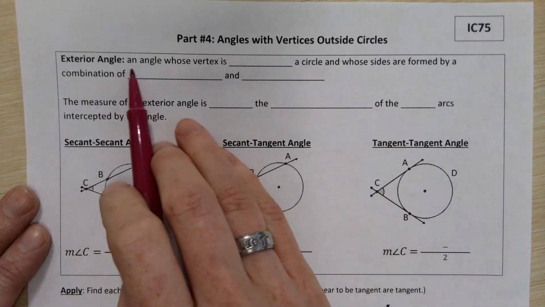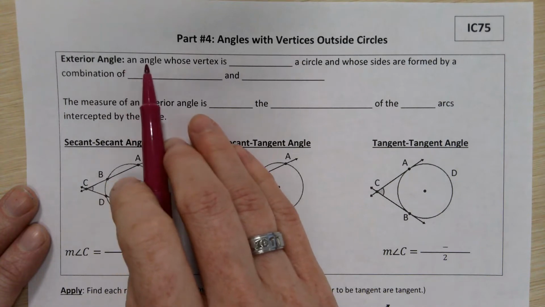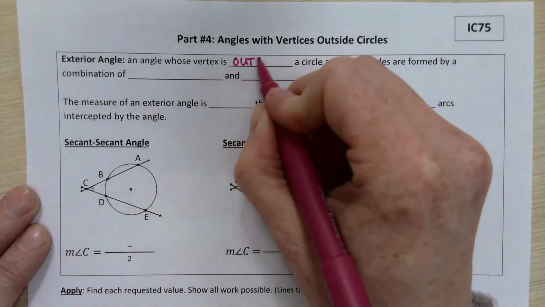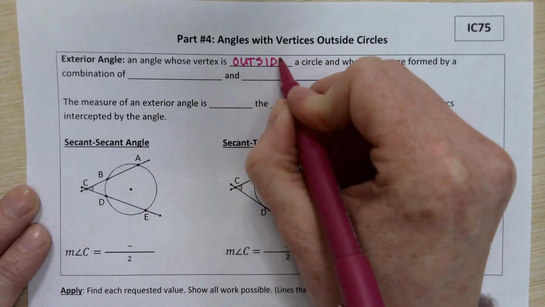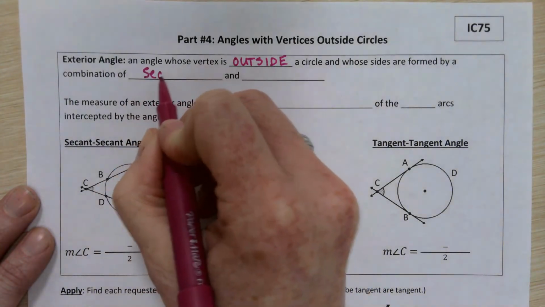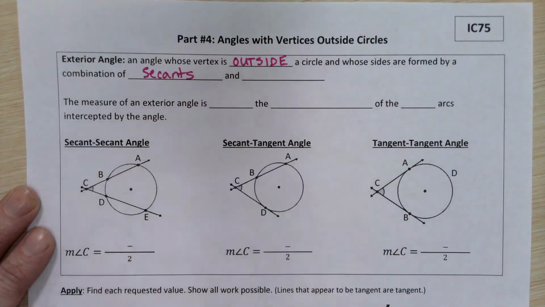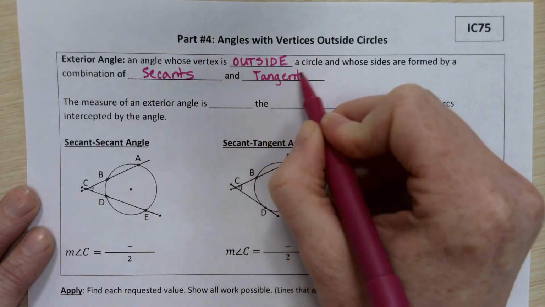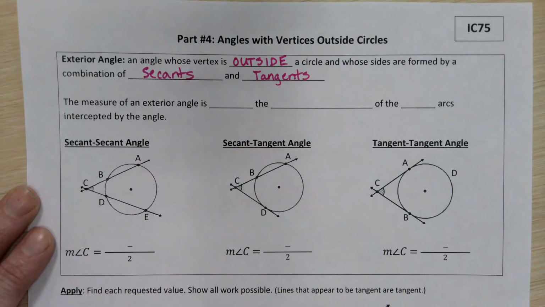So if we fill in the generic definition, an exterior angle is any angle whose vertex is outside a circle and whose sides are formed by a combination of secant and tangent segments, lines, or rays. So a combination of secants and tangents.